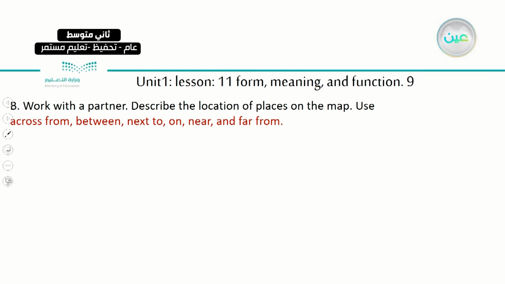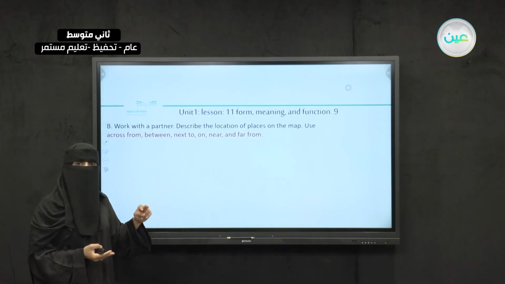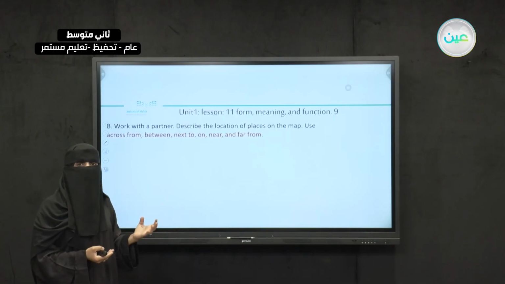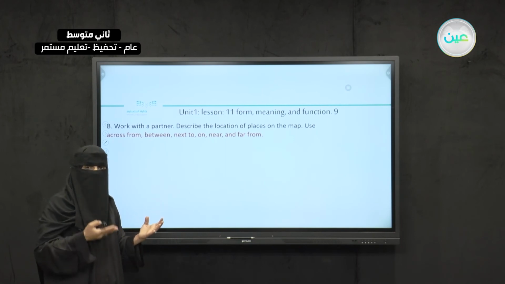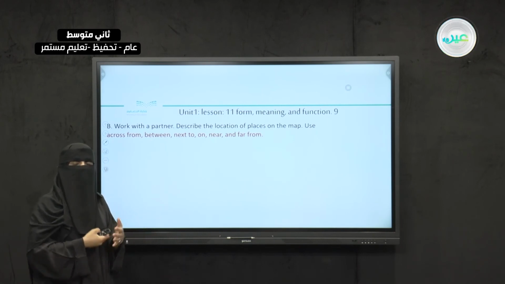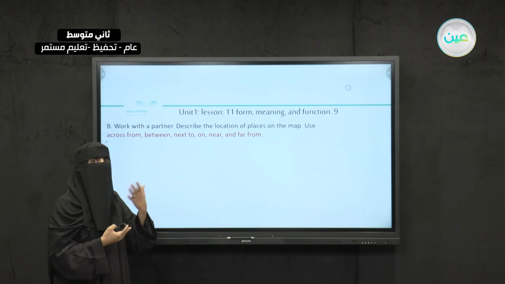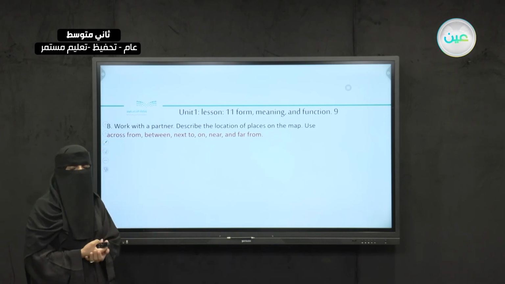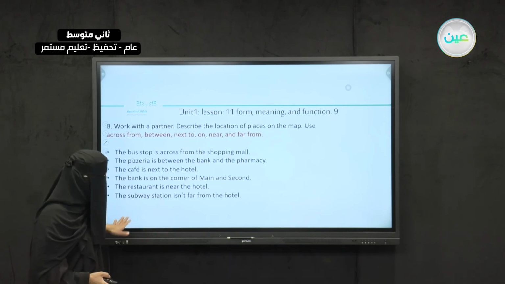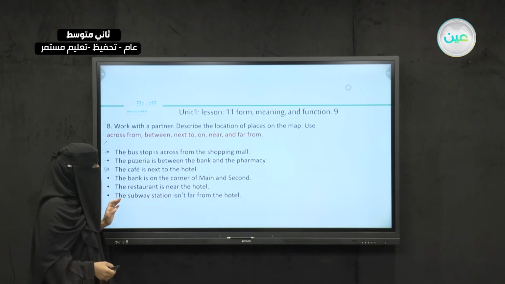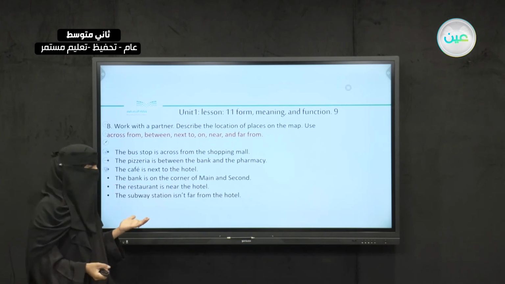So look at the map again. Ask your friend a question. So you should work with a partner. You can't work alone. It's a speaking exercise, so you have to practice using the prepositions, giving directions, and asking for directions with your friend. This is a sample here of answers you may use.